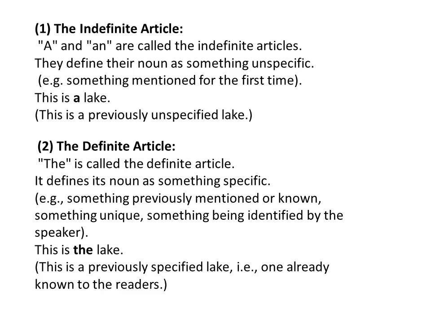Next, the definite article. The is called the definite article. It defines its noun as something specific. Example, something previously mentioned or known, something unique, something being identified by the speaker. This is the lake. This is a previously specified lake, that is, one already known to the readers. That's why we say this is the lake.